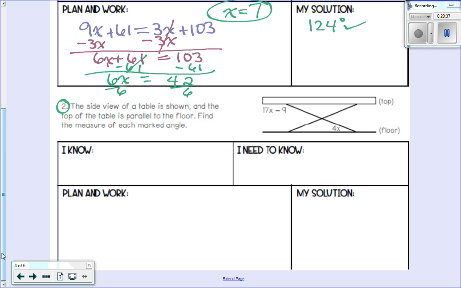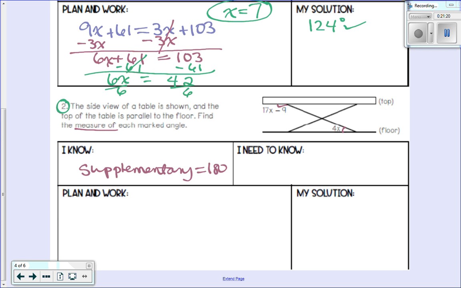Number 2. The side view of the table is shown, and the top of the table is parallel to the floor. Find the measure of each marked angle. So what do we know? The first thing we always need to do is identify that relationship. What do we know about this angle and that angle? Yeah, they're supplementary. What do we know about supplementary angles? They equal 180. So we're going to add them together.